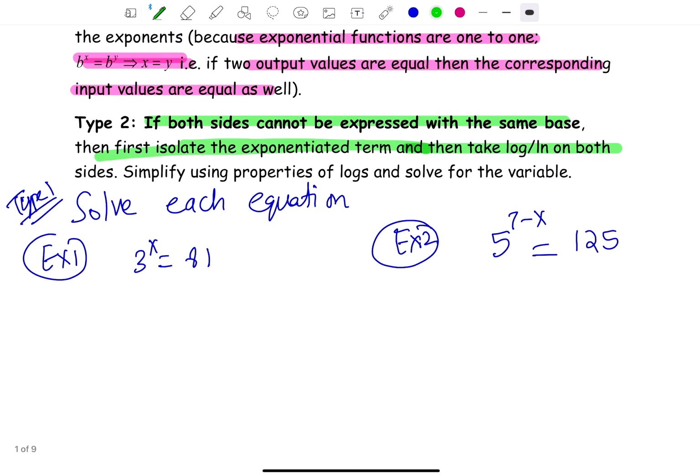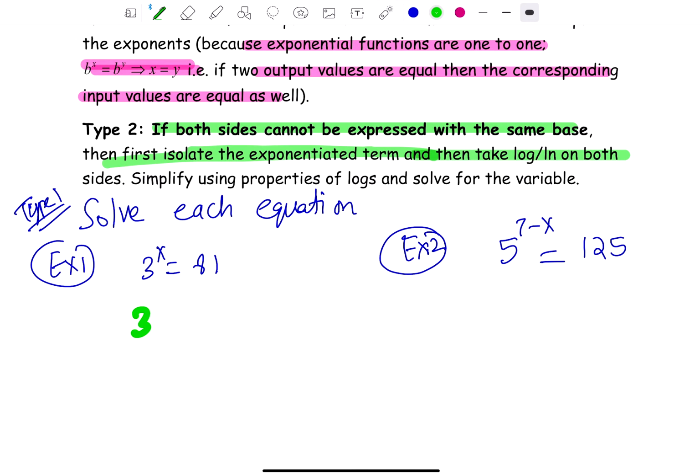3 to the power x equals 81. We can clearly express both sides here with the same base. 81 can be written as 3 to the 4th power, because 3 times 3 times 3 times 3 is 81. So 3 to the power x equals 3 to the 4th power. Now we're going to use one-to-one property, which means if two output values are equal, then two input values are also equal. So x has to equal 4.